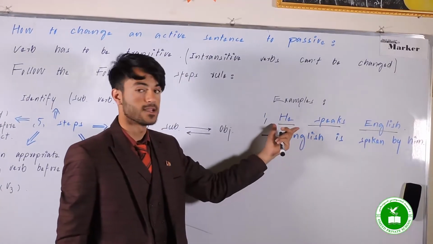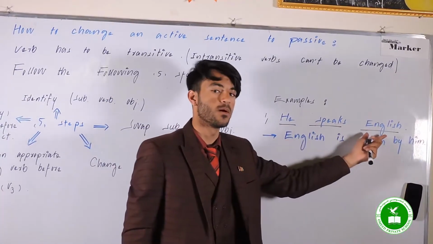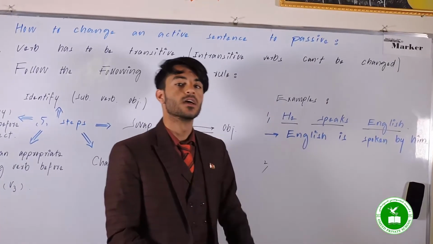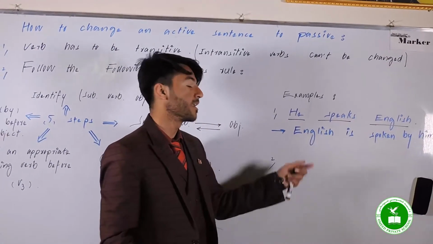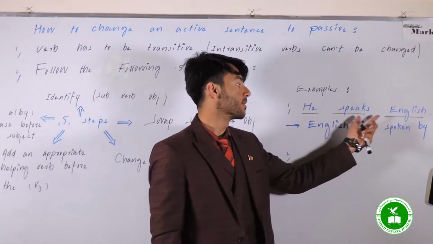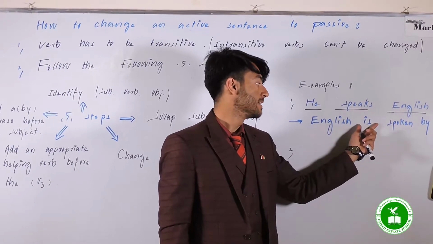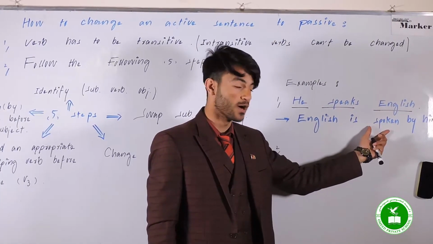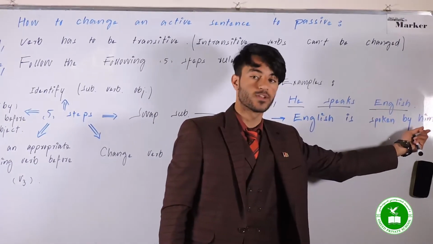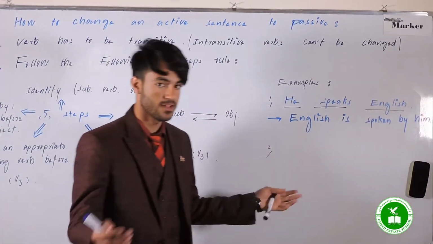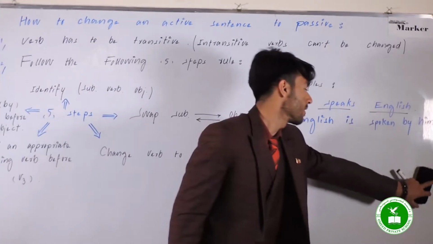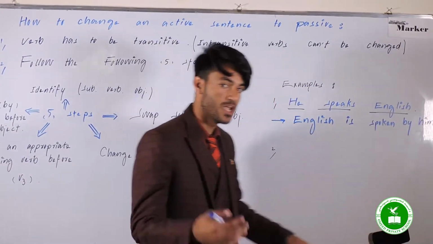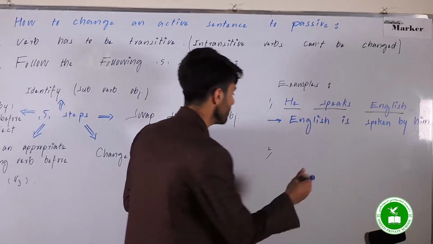Again, recognize the subject, verb, and object. Swap the subject with the object and the object with the subject. Change the verb to the third form. Add an appropriate helping verb before the main verb, and after that use a by phrase before the subject. That's it. There's nothing hard about it. Let's write another example and change that to passive.